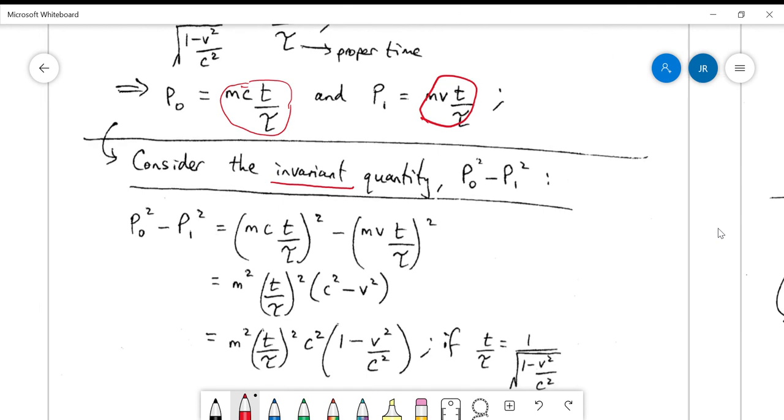So we can see here that we can factor out m squared, because there's an m squared in this first term, and there's also an m squared in the second term. Let's factor m squared out. And then we know that there's also a t over tau squared in each term. So we can factor t over tau squared out as well. And then we're just left with a c squared and a v squared. So we have m squared, t over tau squared factored out, and then c squared minus v squared. Okay, so that's straightforward.